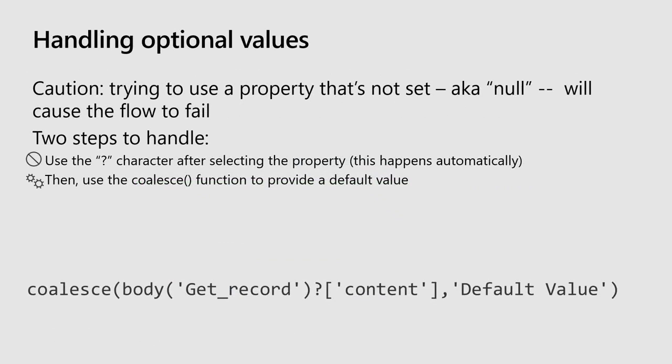Now, with optional values, I mentioned this a little while ago. When you get a null value inside a flow, you have to do something with it. You can't just pass it around and expect it to work on every other action. So what you can do is use something called the coalesce function that allows you to provide a default value if you do get something that is null. So the example here is if I have a record that I'm getting from the Common Data Service and one of the columns isn't defined. There's no value there. But then I need to pass that to another action. In order to do that, I need to coalesce and provide this default value that you can then use in the flow itself.